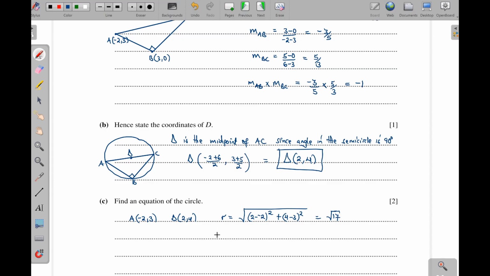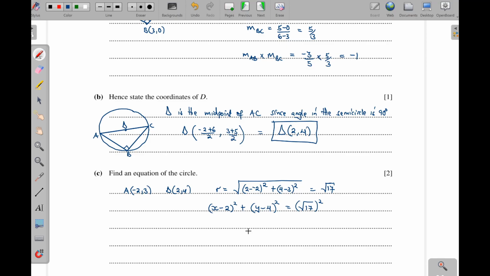And then the equation of the circle is given by x minus, now the center, remember the center is D here. So we shall have x minus 2 squared, plus y minus 4 squared, equal to r squared. We get this root of 17 and then you square it. So our final answer is x minus 2 squared, plus y minus 4 squared, equal to 17.